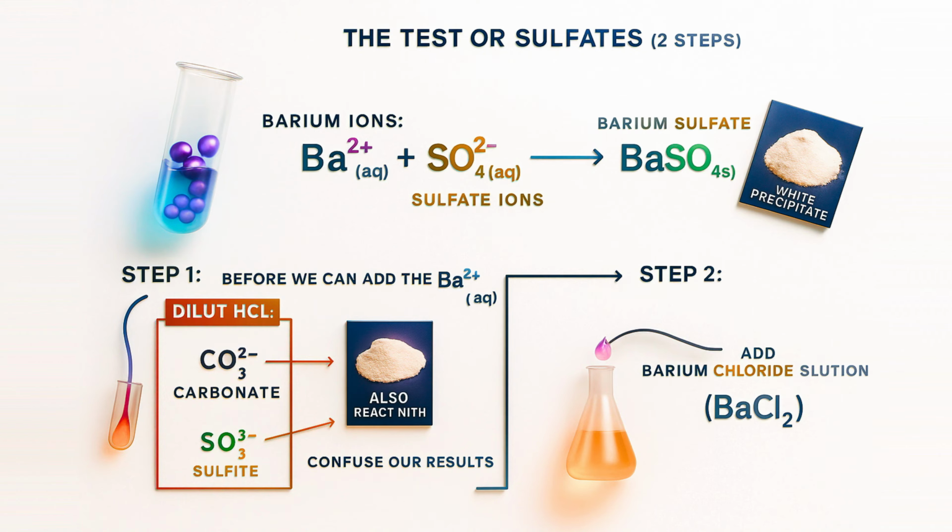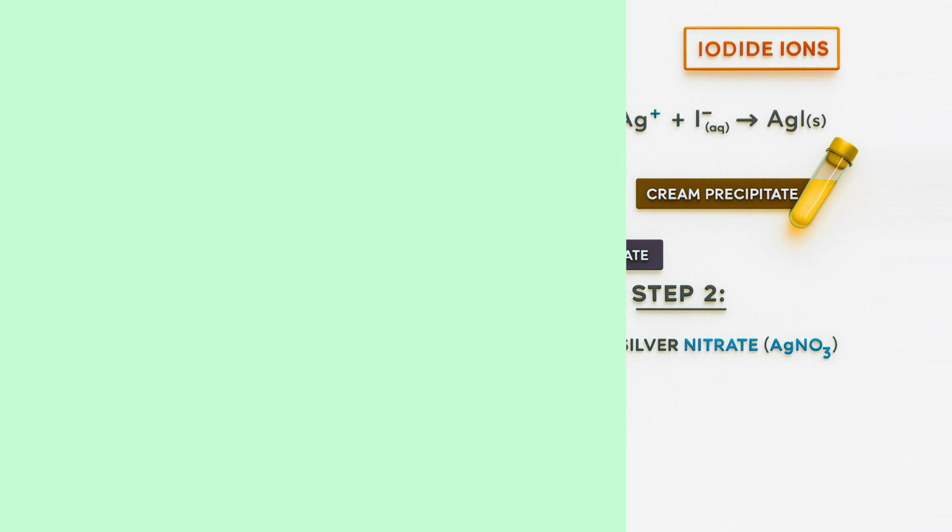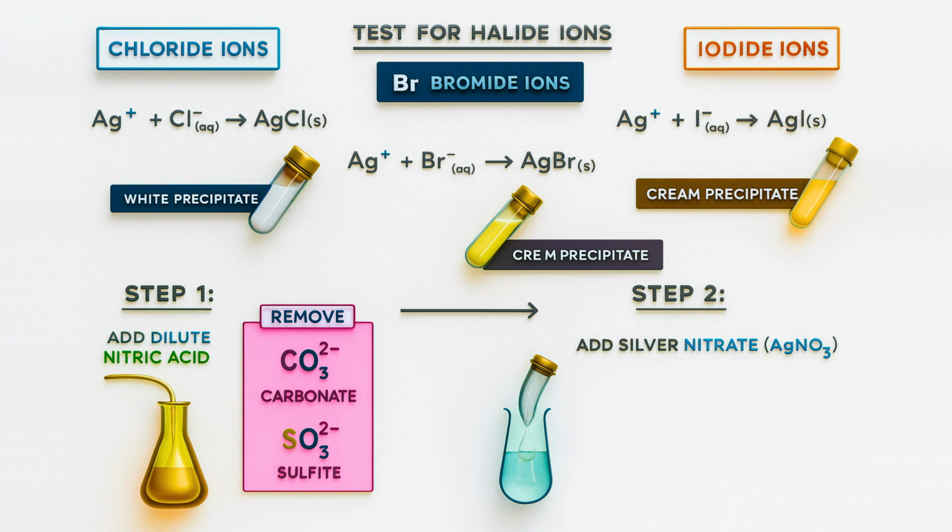After this preparatory step, we add a solution of barium chloride, which provides the necessary barium ions. If sulfate ions are present, we will observe the formation of a white precipitate of barium sulfate, indicating a positive test result.